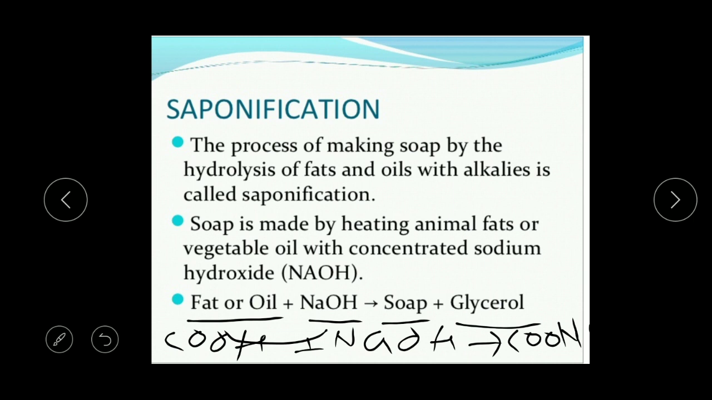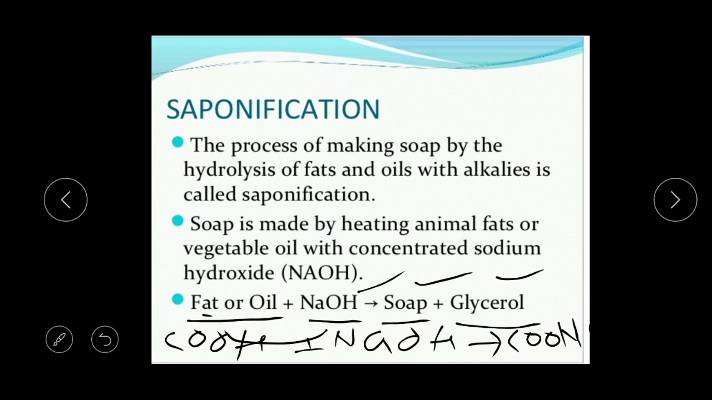What do you mean by saponification? Saponification is the process of making soaps by the hydrolysis of fats and oils with alkalis. The alkali used here is concentrated sodium hydroxide, and we easily get soaps, and the byproduct is glycerol.